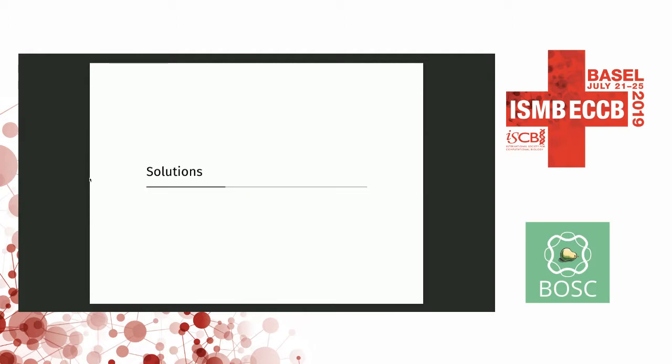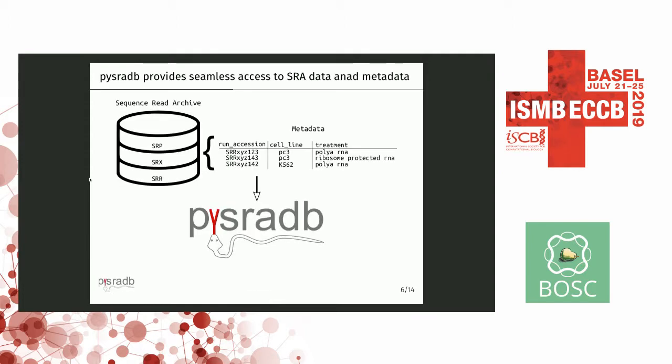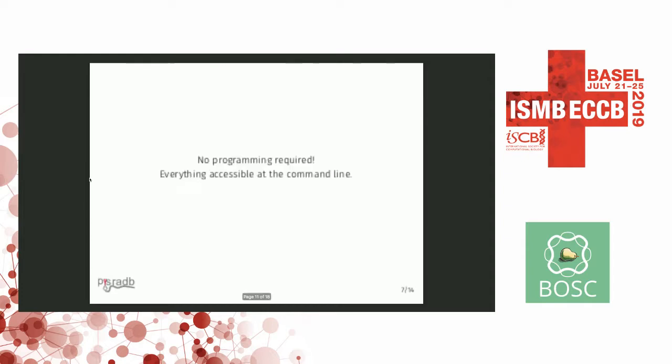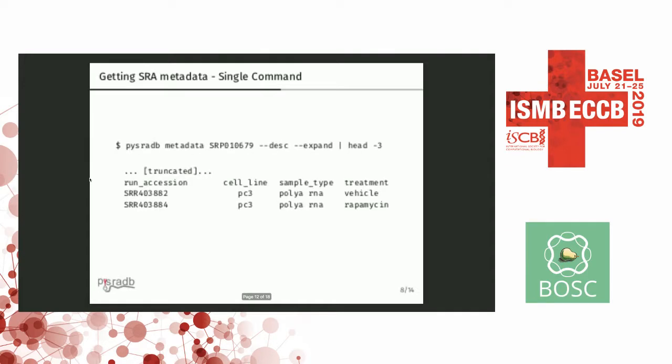So in order to be able to address all these problems, I came up with this tool, which is called pysradb. Pysradb basically gives you seamless access into both downloading the metadata and the data from NCBI's Sequence Read Archive. It is designed so that you do not require any programming background. Everything is built up as a command line tool. Both metadata retrieval and data retrieval happens through command lines. So I'll start off with solutions for examples.